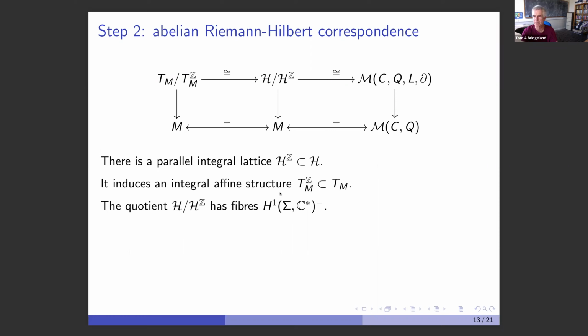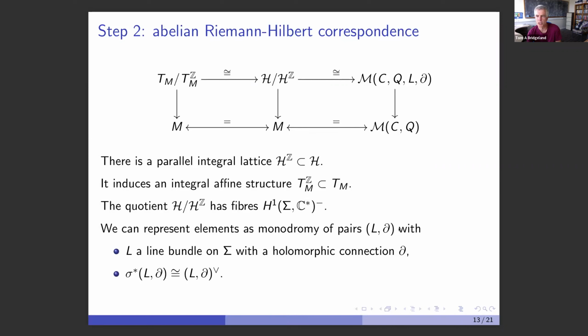So this is exactly one of these integral affine structures that we mentioned before. That's really one of the special things about these moduli spaces of quadratic differentials. They have an integral affine structure given by this construction. In other words, those period coordinates we just considered are canonical up to integral combinations. And so we can form this quotient, and it has fibers like this because we've quotiented the complex cohomology by the integral cohomology. Okay, and so this identification we had before, more or less by definition, gives us this thing. And the fibers here are H1 of sigma with coefficients in C star. We can also think of that as maps from pi 1 into C star. So by the abelian Riemann-Hilbert correspondence, we can represent those things as the monodromy of line bundles with connection.